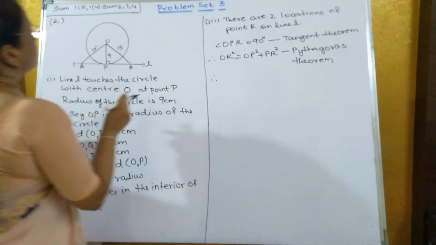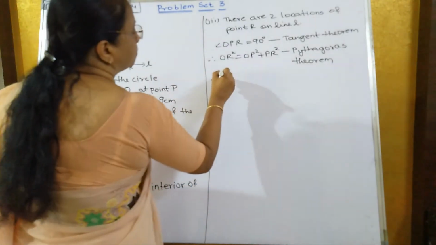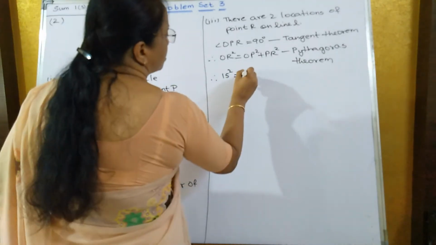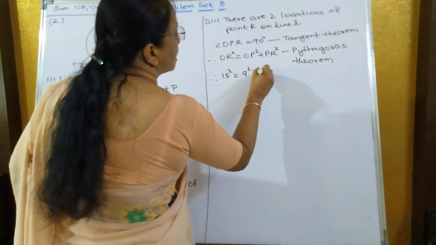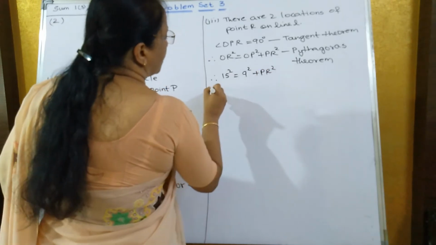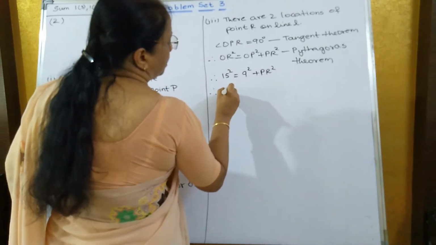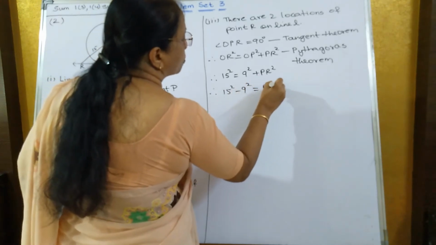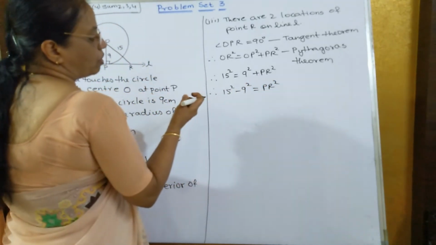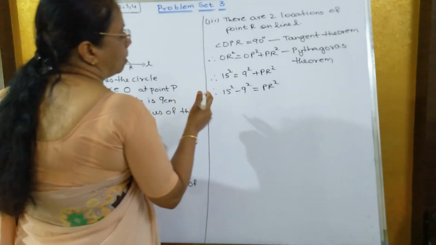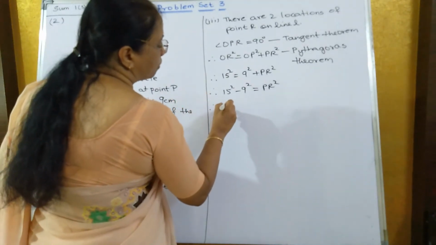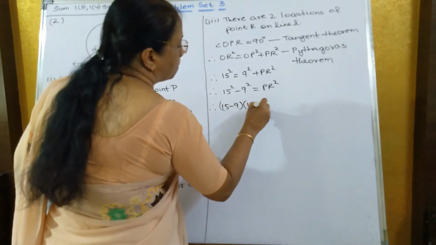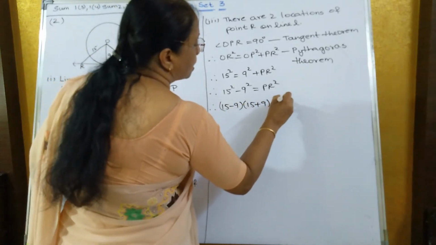Therefore OR is equal to how much? 15 square. OP square is equal to how much? 9 square plus PR square. Therefore 15 square minus 9 square is equal to PR square. Now either you can take the square of both of them and subtract it, or you can take it this way also, 15 minus 9 and 15 plus 9 is equal to PR square.